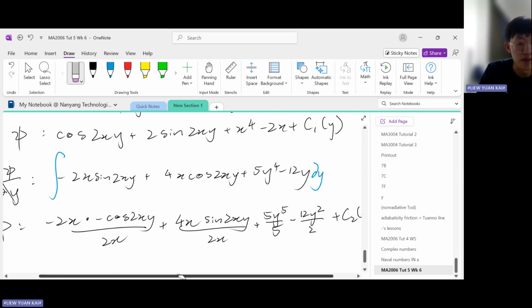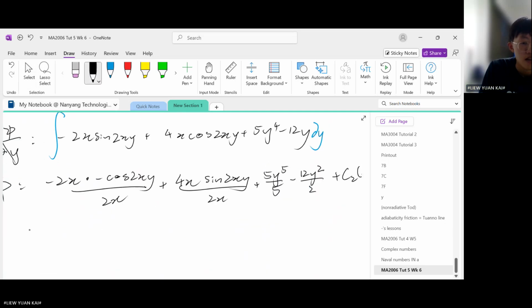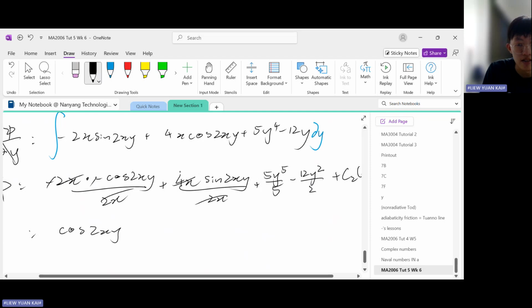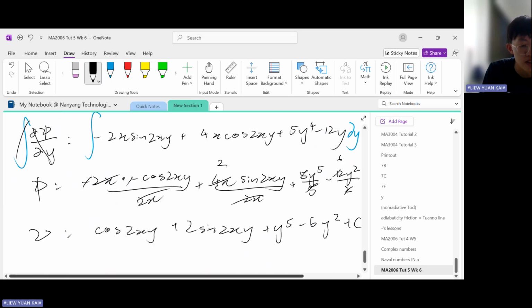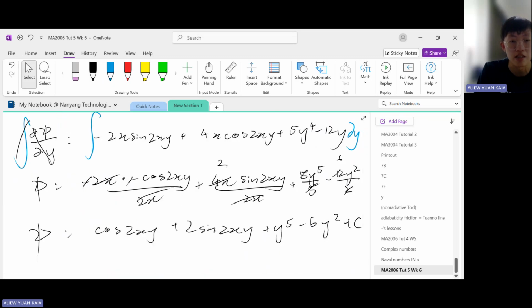Okay, so now we can simplify. 2x and 2x can cancel. Minus and minus can cancel, leaving you cos 2xy. 2x and 4x can cancel. This leaves you 2 plus 2 sine 2xy. 5 and 5 can cancel, leaving you y to the power 5. This and this can cancel, leaving you negative 6y squared, plus c2, which is seen to be a function of x. So this is the second psi that we obtained from considering the j component.